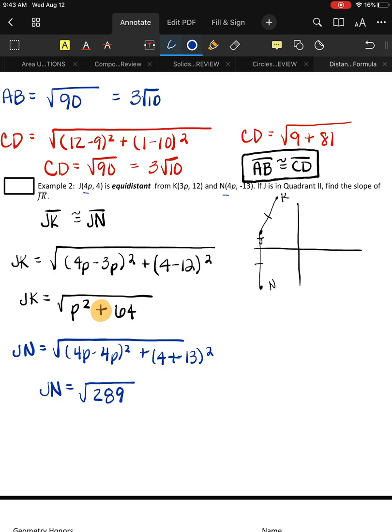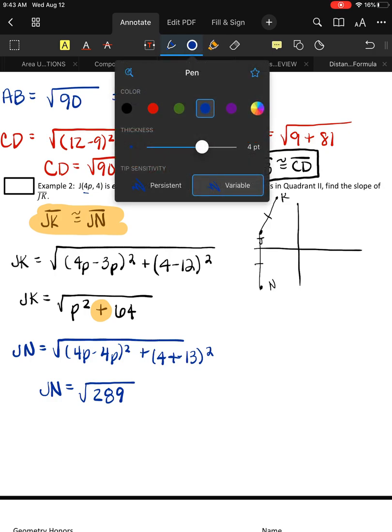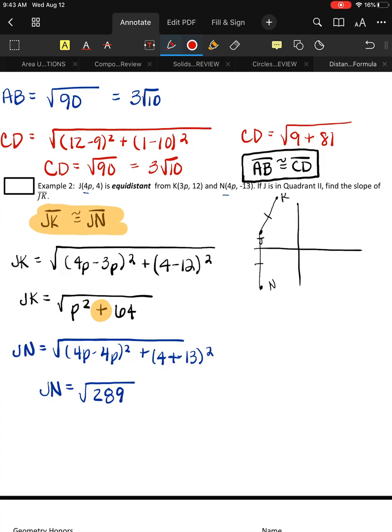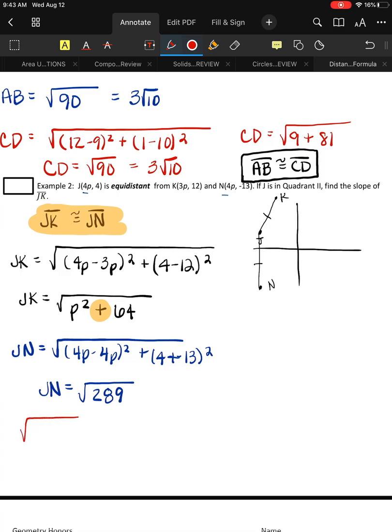Now go back to the beginning. Remember that JK is congruent to JN. So now what we're going to do is take our two equations and substitute them and set them equal to each other. So we're going to say the square root of p squared plus 64 equals the square root of 289.